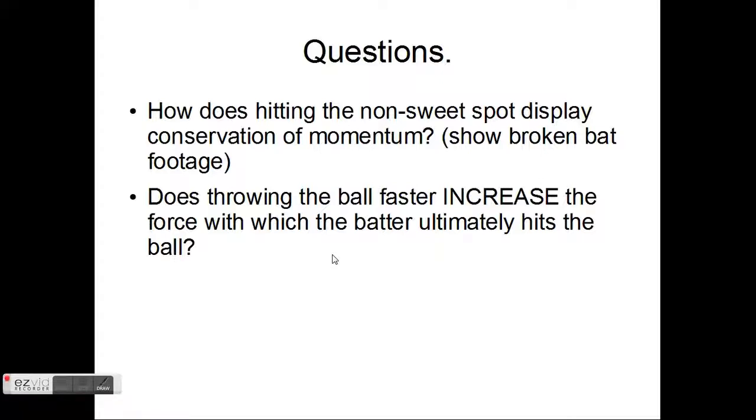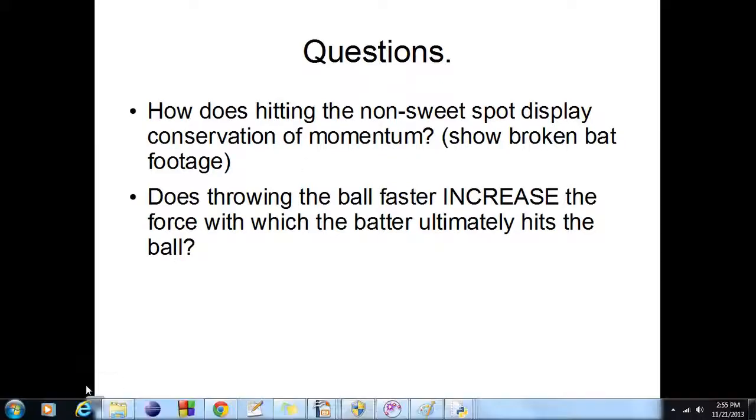But so what? What kind of questions does our analysis answer? What kind of questions does it pose? The first question I brought up was, how does hitting the non-sweet spot of the bat show conservation of momentum? Let me show you what I mean.